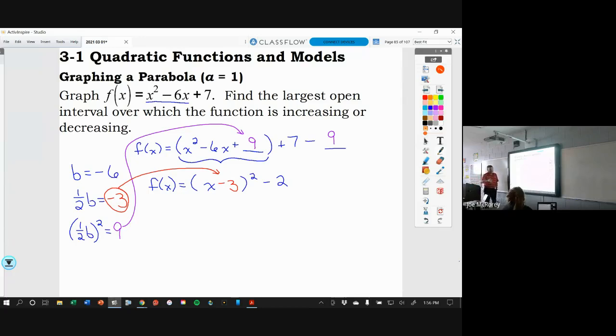Where did -3 come from? Half of b. Where did the -6x and 9 go? What's x times x? x squared. Outside times outside, what's x times -3? -3x, and another -3x, you get -6x, and there's a 9. That makes sense, right? I factored it. Where's the vertex?